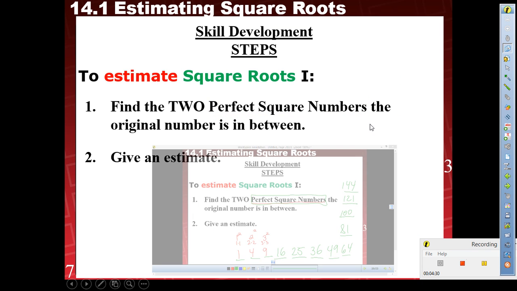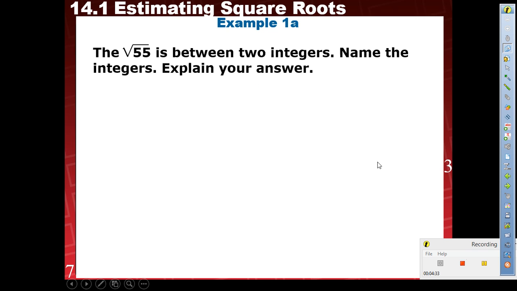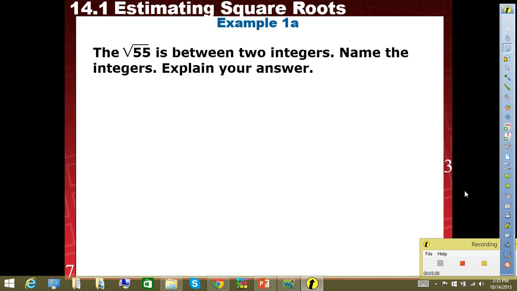Copy this next one, please. Example 1A: the square root of 55 is in between two integers. Name the integers and explain your answer. Ejemplo 1A. La raíz cuadrada de 55 se encuentra entre dos números íntegros. ¿Cuáles son los números? Explica tu respuesta. Copy that.